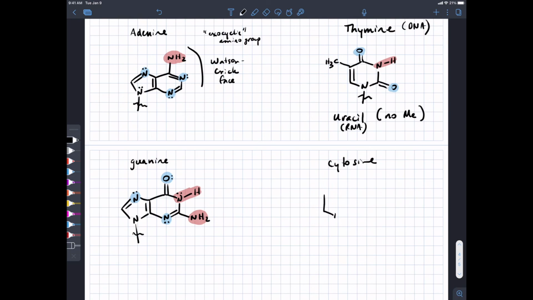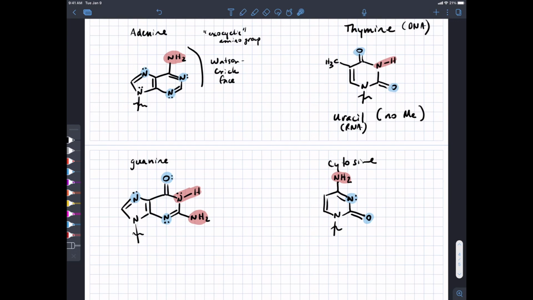And then lastly, we'll draw cytosine, which is going to have the same pattern of nitrogens, but a different pattern of donors and acceptors. Cytosine has an exocyclic amino group at the top, and then it has two other hydrogen bond acceptors, the ring nitrogen and a carbonyl oxygen. And notice the complementarity here. In guanine, you have acceptor, donor, donor. In cytosine, you have donor, acceptor, acceptor. At some point, I'm going to get that right, but probably not soon.